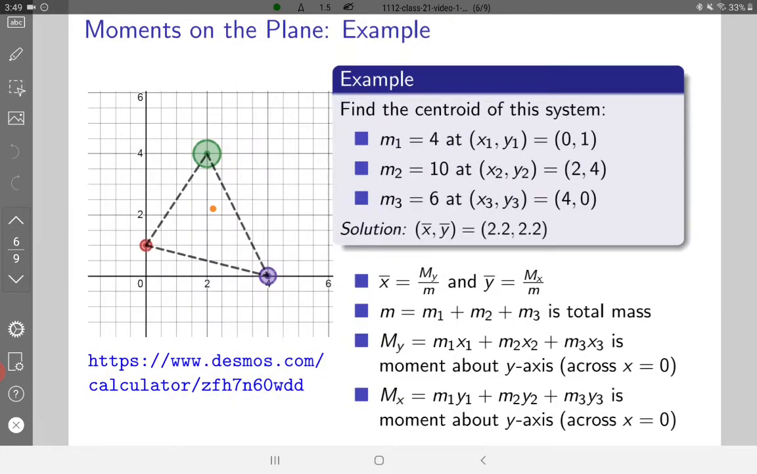Now I've set up something here where I've looked at 3 point masses, and I'm telling you their masses right here, 4, 10, and 6, and I'm telling you their coordinates here. The first one's at 0, 1, second one's at 2, 4, and the third one's at 4, 0. And I've tried to scale and size the circles in the diagram to be related to their masses. So you can see that second one is a little bit more than twice as big compared to the first one, because its mass, 10, is a little bit more than twice as big as the first one, 4. So just to give you something to think about.